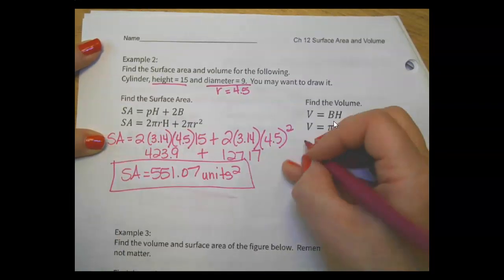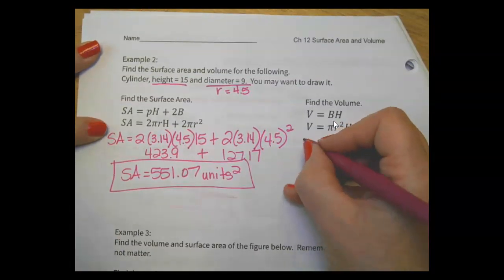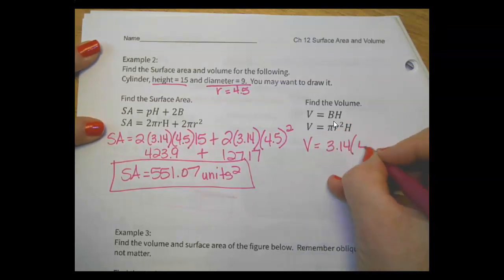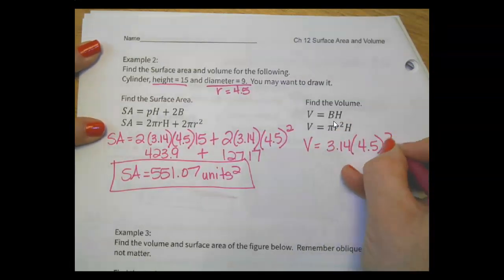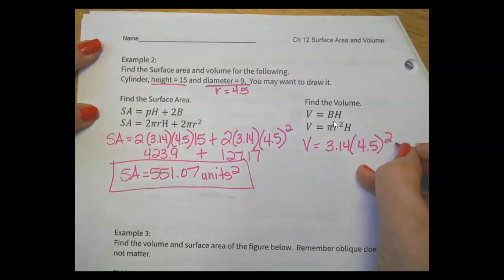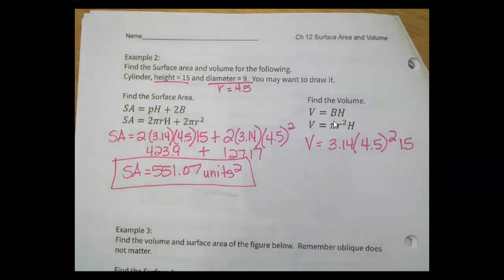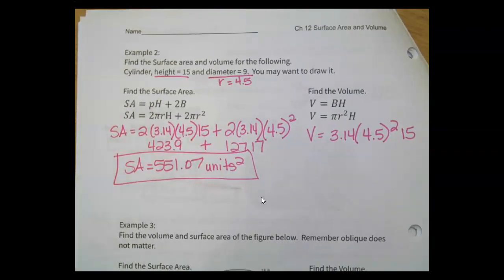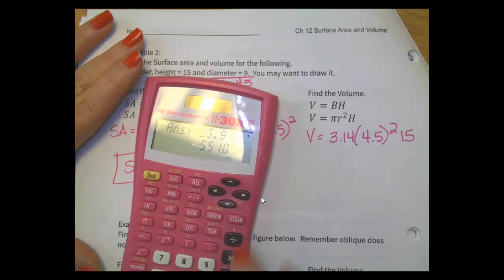Let's do this one. My height is 15. I'm going to pause you for just a minute. Did that stop in the middle, or are we continuing? Okay, sorry, I had somebody at the door.